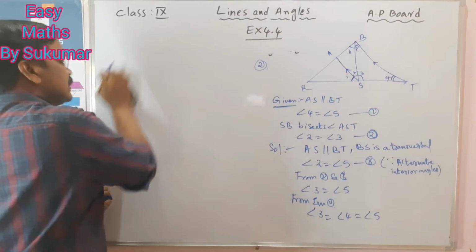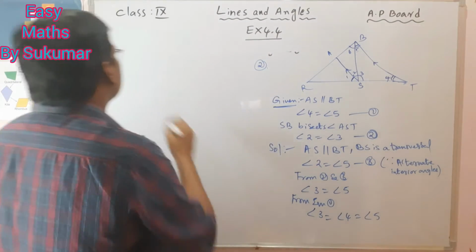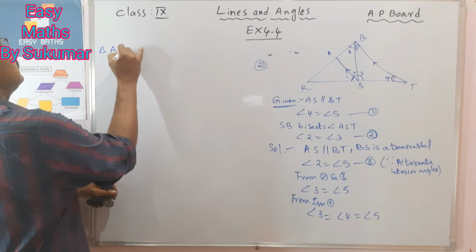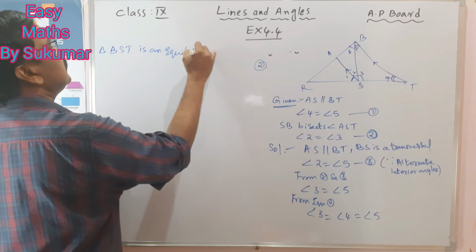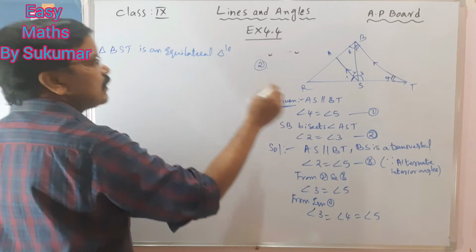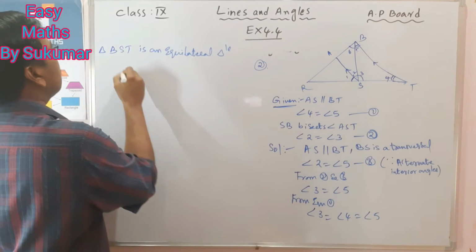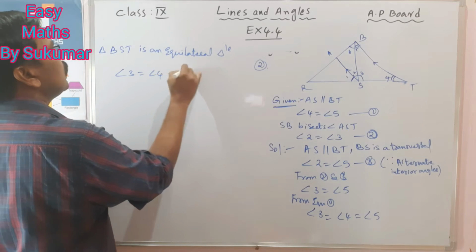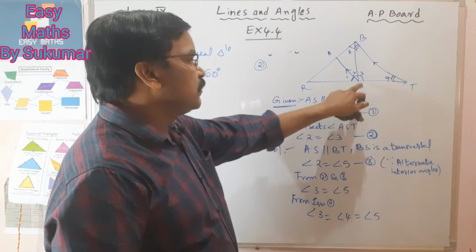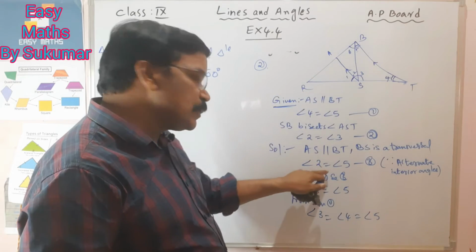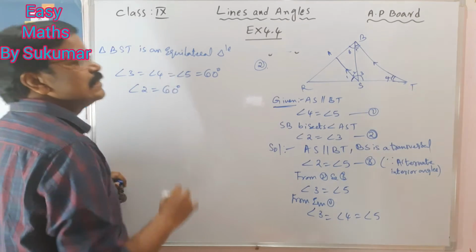So what is each interior angle of an equilateral triangle? 60 degrees. That means angle 3 is equal to angle 4 is equal to angle 5 is equal to 60 degrees. But this angle 2 is also equal to angle 5. That means this angle 2 is also equal to 60 degrees.